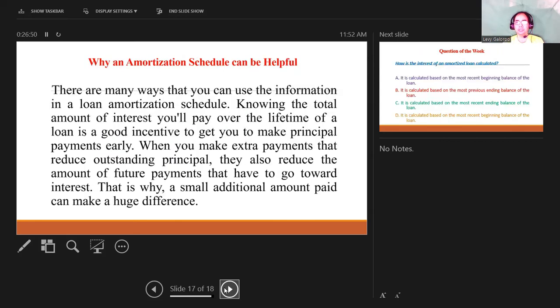So why an amortization schedule can be helpful? There are many ways that you can use the information in a loan amortization schedule. Knowing the total amount of interest you pay over the lifetime of a loan is a good incentive to get you to make principal payments early. When you make extra payments that reduce outstanding principal, they also reduce the amount of future payments that have to go toward interest. That is why small additional amount paid can make a huge difference.